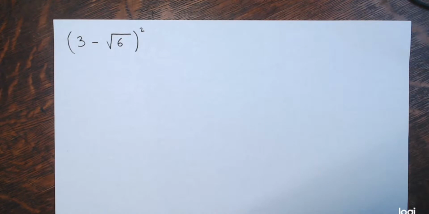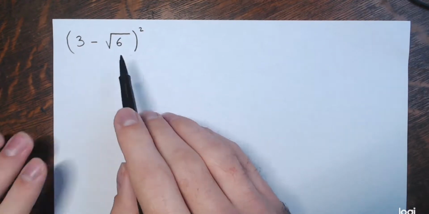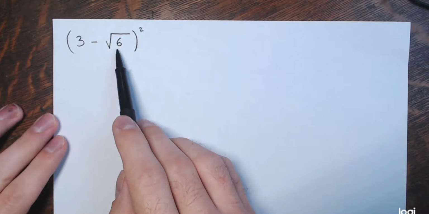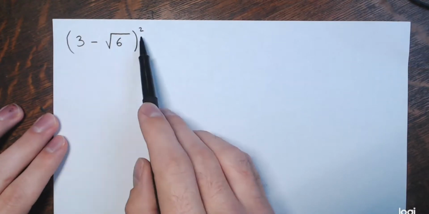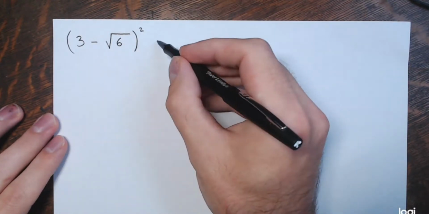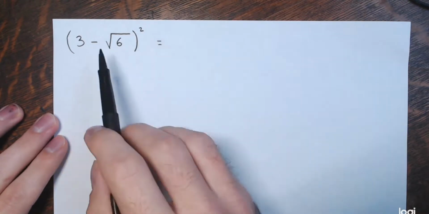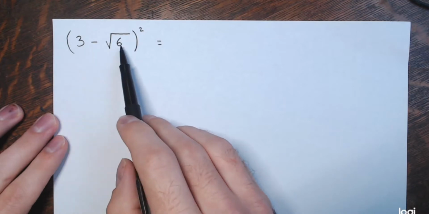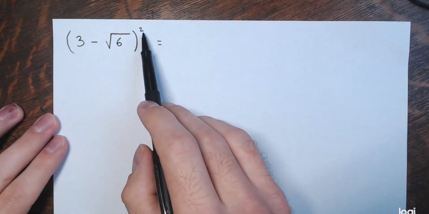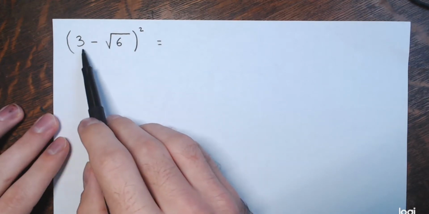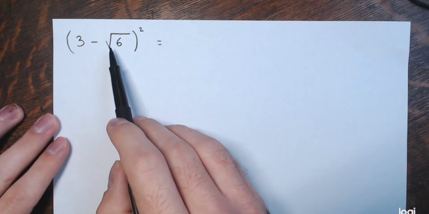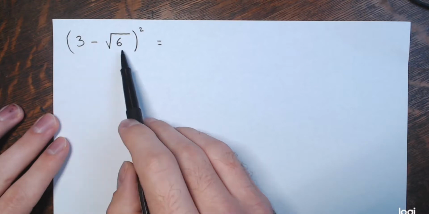Alright, so here we have the quantity 3 minus the square root of 6, this whole quantity squared. Now remember what this means. Remember, this entire expression is in parentheses under the exponent of 2. So that means this whole thing is getting squared. Not just the 3, not just the square root of 6, but the whole thing.